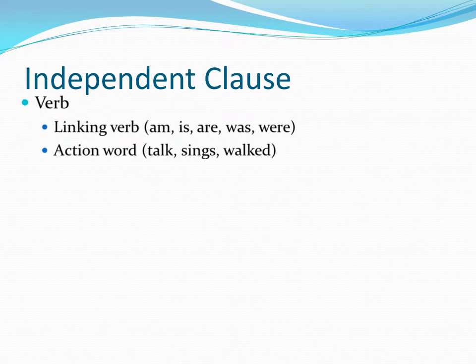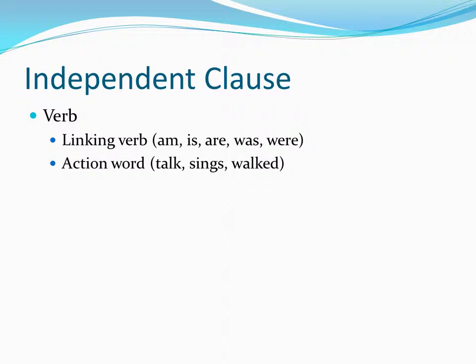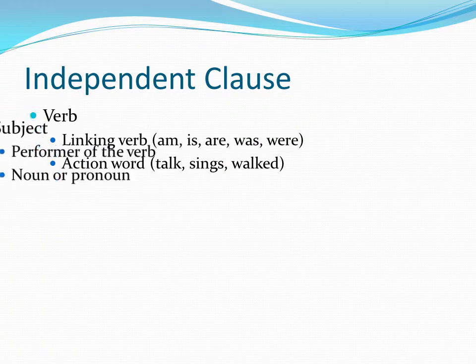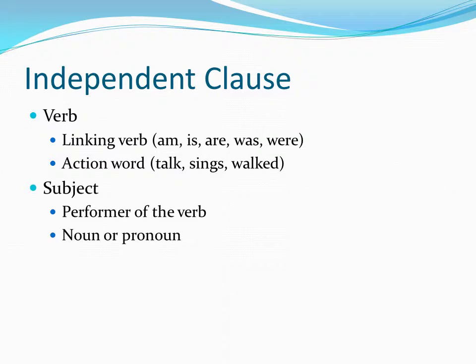Independent clauses are complete sentences. That means they have verbs, which can be linking verbs or action words. The primary linking verbs are am, is, are, was, and were. Action words, of course, convey action. Words like talk, sings, and walked. Independent clauses also need a subject, which would be the performer of the verb, and that would be a noun or a pronoun. Remember that pronouns are words that take the place of nouns, like I, she, they, and we.